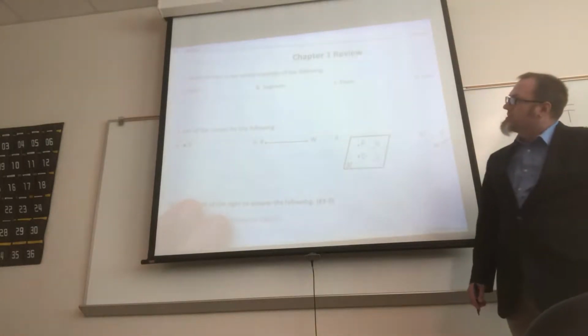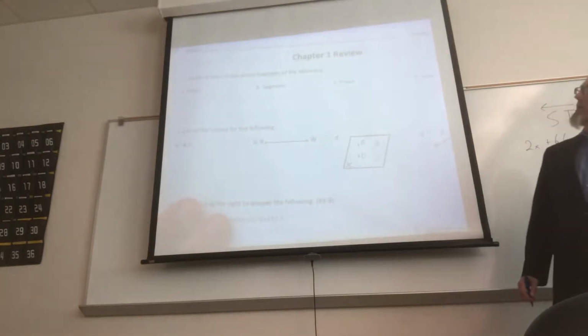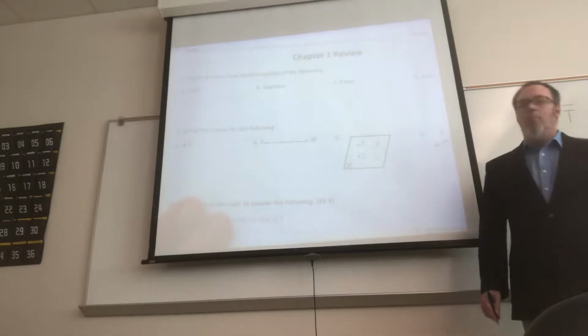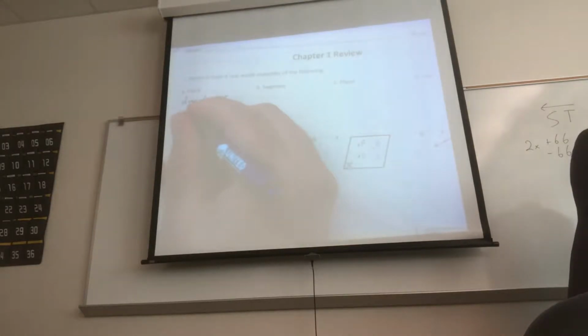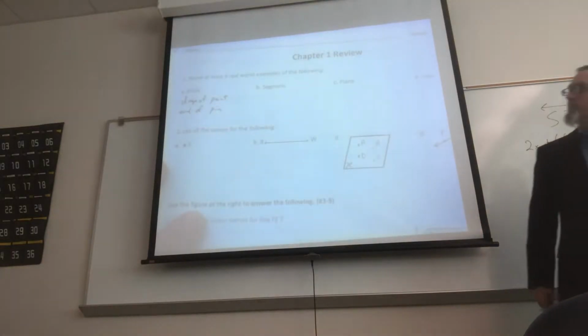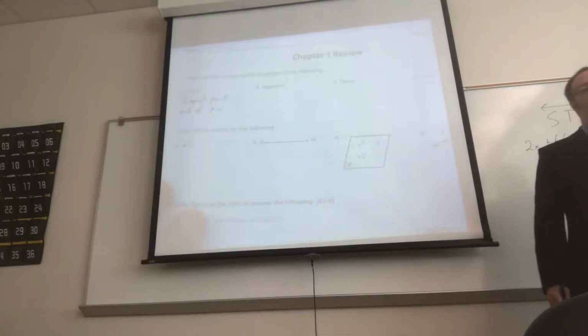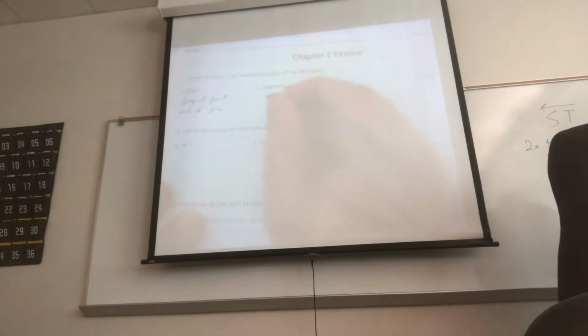So the very first question, name at least 3 real-world examples of the following. A point: a drop of paint would be a good example of a point. The end of a pin, something that you could poke somebody with, that would be one. A line segment: the best thing I can think of is some replacement lead for a mechanical pencil.